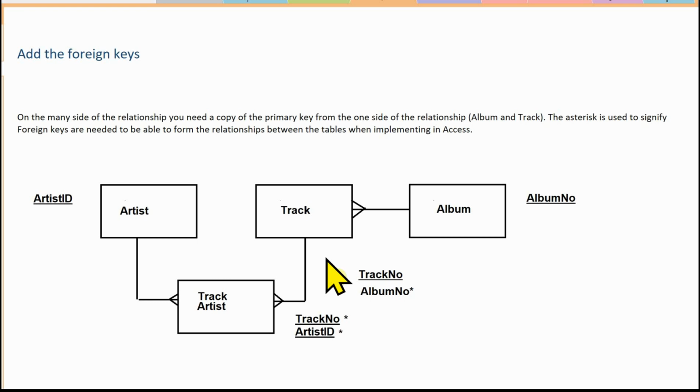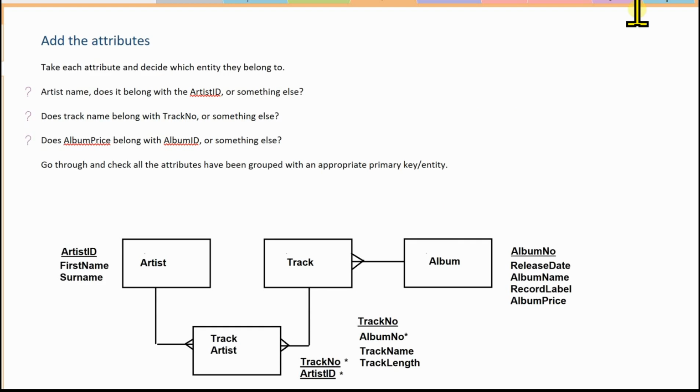Let's go and have a look at the relationship between track and track artist. Again, it's a one-to-many, so we need a foreign key on the many side. We'll go back to the one side, that's track, pick up the primary key, track number, and put that in as a foreign key. Again, it's already there because it's part of the primary key. We just need to put an asterisk behind it. We use the asterisk after an attribute to signify that that is a foreign key. We use the foreign keys because they're needed to be able to form the relationships between the tables when we implement this in Access.